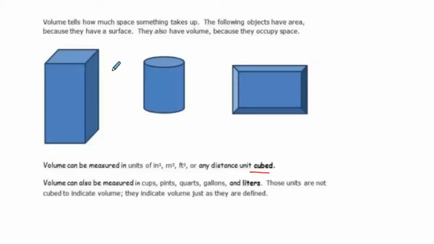A lot of times you guys have been talking about capacity. It's dealing with cups and pints and quarts and gallons and liters, all liquid. So liquid things is probably what you were looking at in elementary school. But now we're looking at filling a rectangular prism or a cylinder with something. Those kinds of units are indicated with a cubed unit, so anything to the third power.